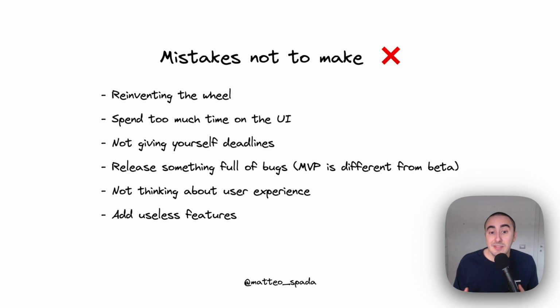The other point is releasing something full of bugs. We need to avoid this for sure because an MVP is different from a beta. We need to create something that is completely functional and can be useful for the users. The other point is not thinking about the user experience. Before releasing our MVP, we need to put our app in the hands of as many users as possible and receive their feedback. In this way, we can understand if our app is clear for them and if we didn't make some mistakes in the UI and the user experience.